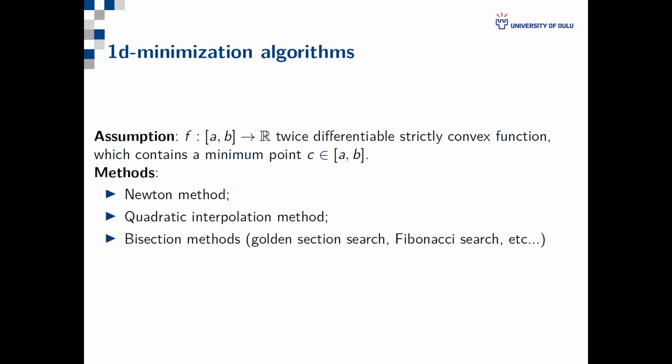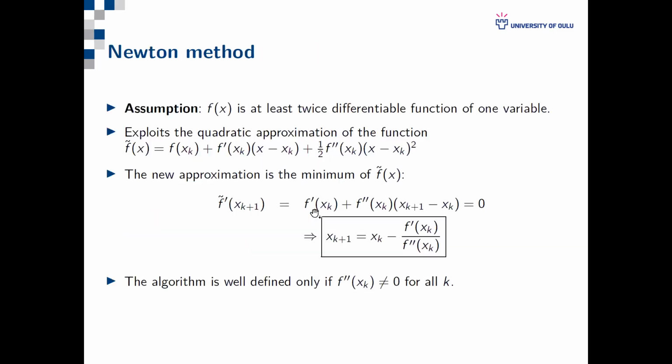Or you can use some derivative-free techniques like quadratic interpolation method or bisection, golden section search, Fibonacci search, or whatever. So the first one, the Newton method, is quite simple. So we compute at every step.